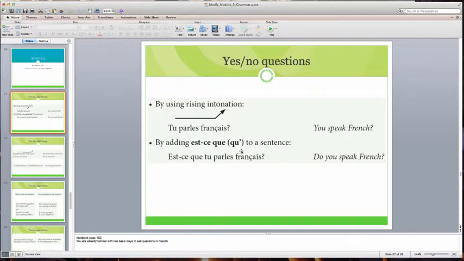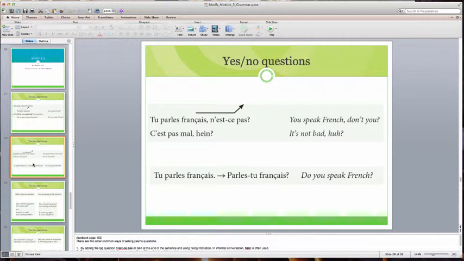We can also ask a yes-no question by adding est-ce que, or QU apostrophe with a vowel, to the front of a sentence. You can see my regular sentence, tu parles français. If I stick est-ce que in the front of it and use intonation, it makes it into a question. Est-ce que tu parles français? These are things we've been doing all along.